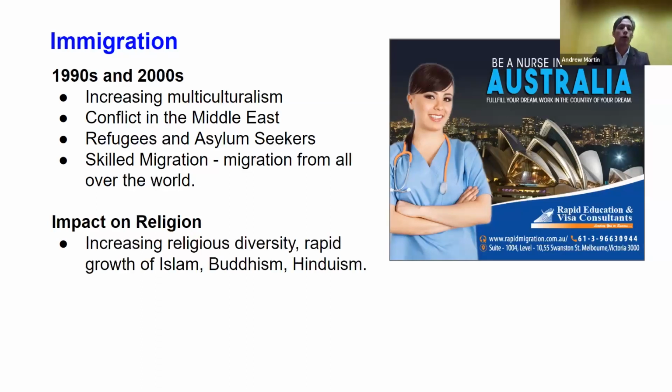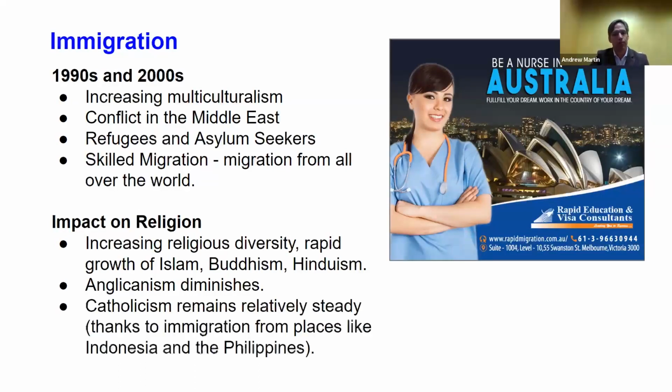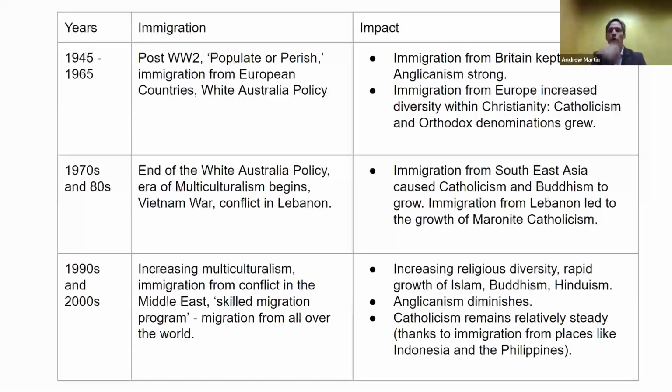So the impact on religion was this. We had increasing religious diversity, growth of Islam, Buddhism, Hinduism. The Anglican Church, the Anglican denomination of Christianity, diminishes and keeps diminishing. Catholicism, thanks to immigration from places with big Catholic populations, remains relatively steady, although declining. If you want to just pause this and screenshot that, that's a table with all of those last few slides, which I've just said.